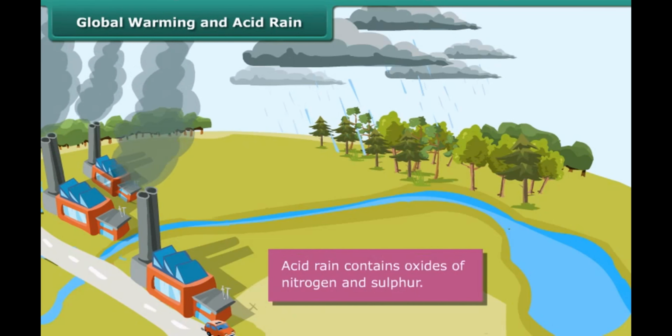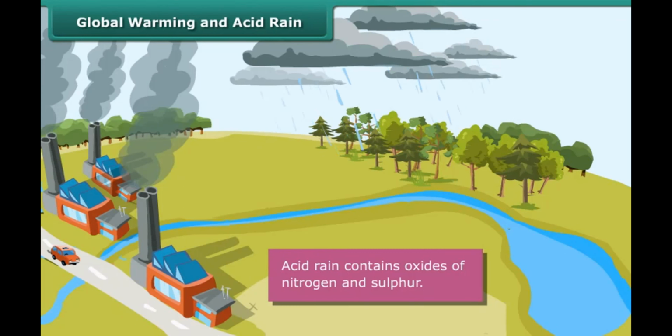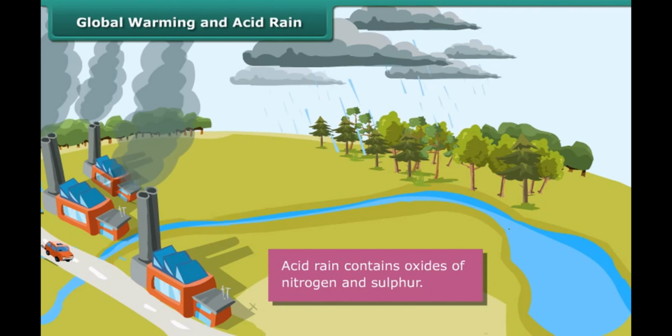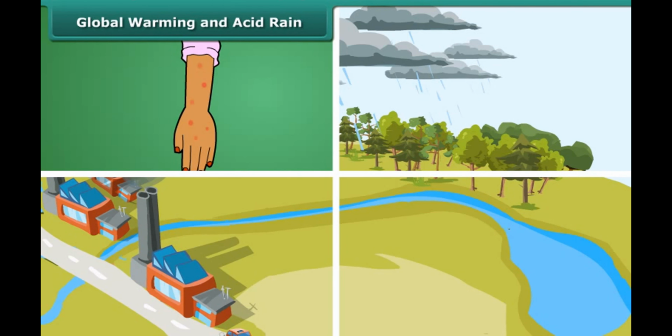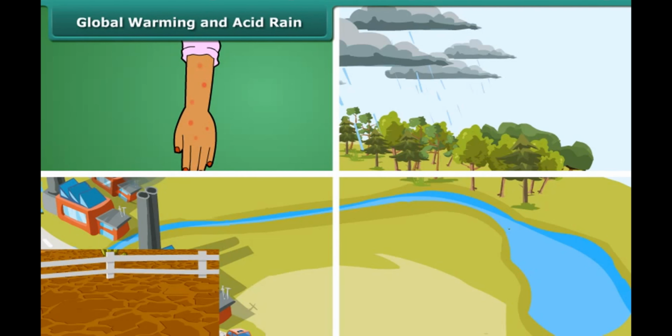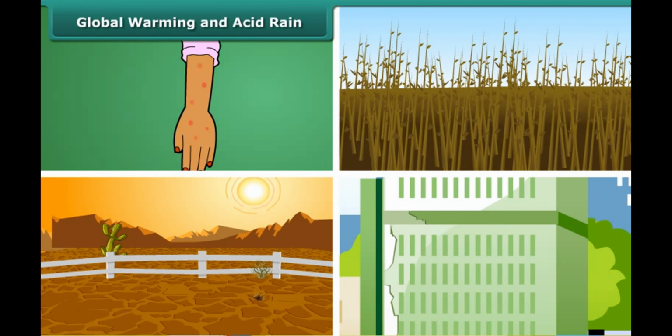Another harmful effect of air pollution is acid rain. Rainwater that contains oxides of sulfur and nitrogen released from the industries and petrol engines in dissolved state, it may cause huge damage to skin, soil, standing crops, and buildings.